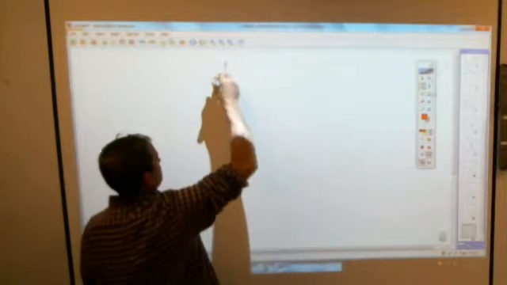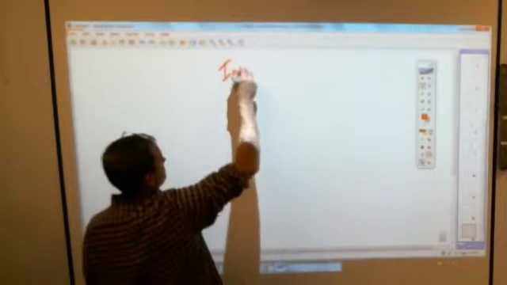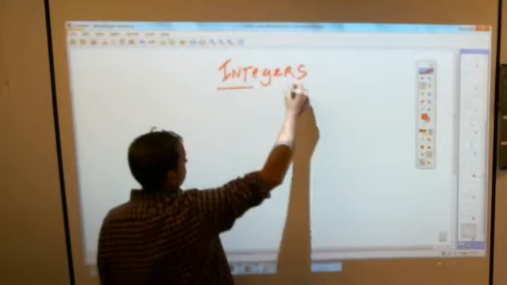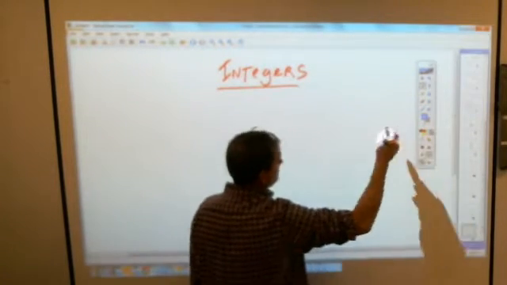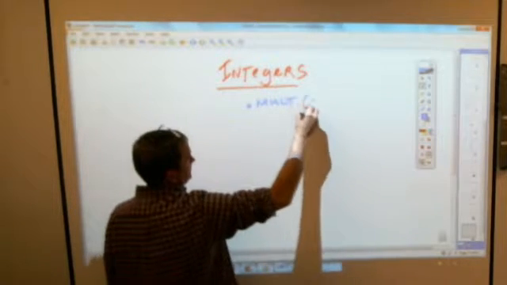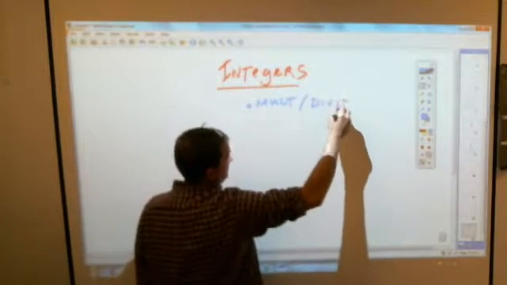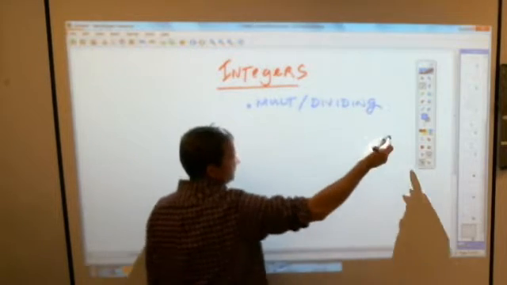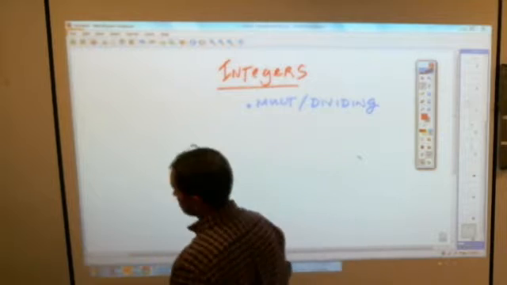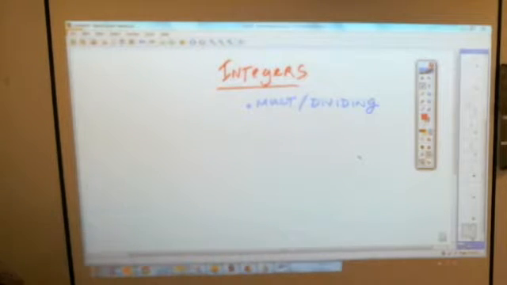So put it under integers, please. And we are doing multiplying and dividing. Multiplying and dividing of integers. One calm, cool, collective sigh of relief.